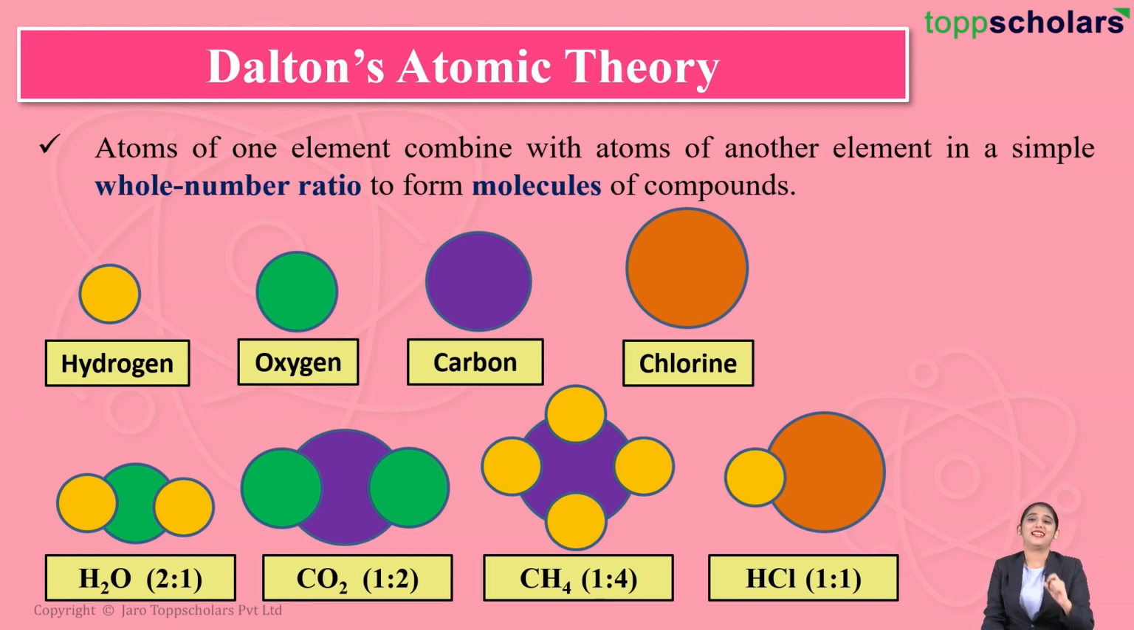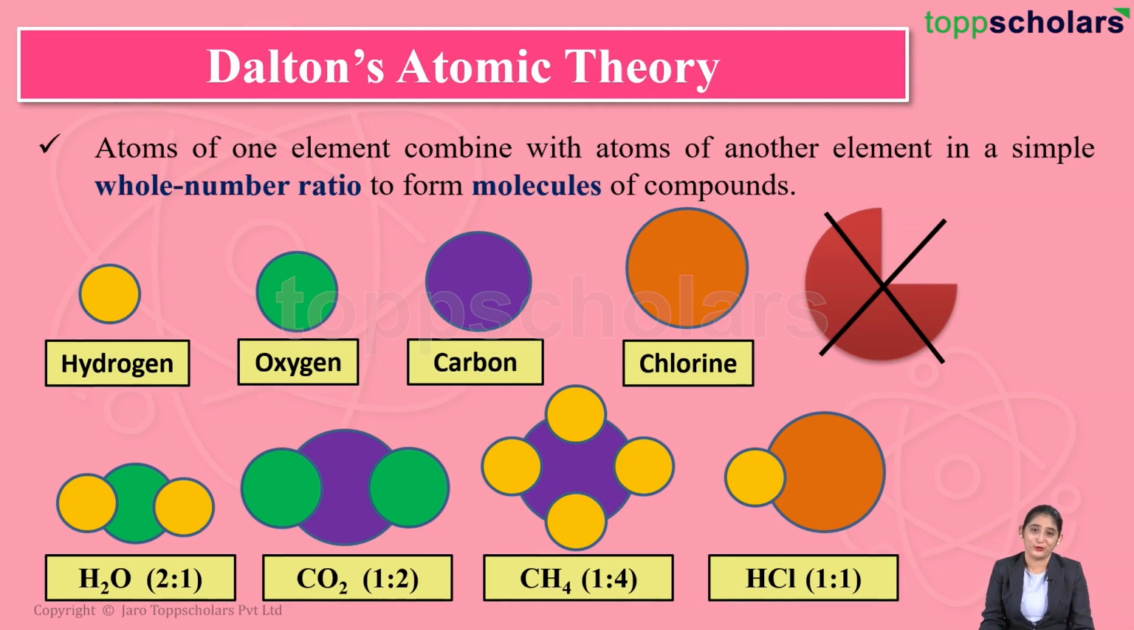It is 1:1. So according to Dalton's atomic theory, atoms of an element combine with atoms of another element in a simple whole number ratio. And what is formed is molecules of compounds. Remember friends, atoms combine in whole number ratio. They do not combine in fractions. Now friends, here we discussed the important points about Dalton's atomic theory, right?